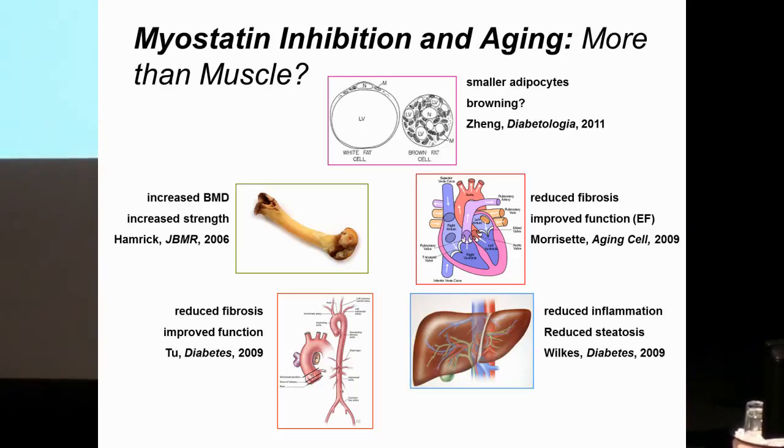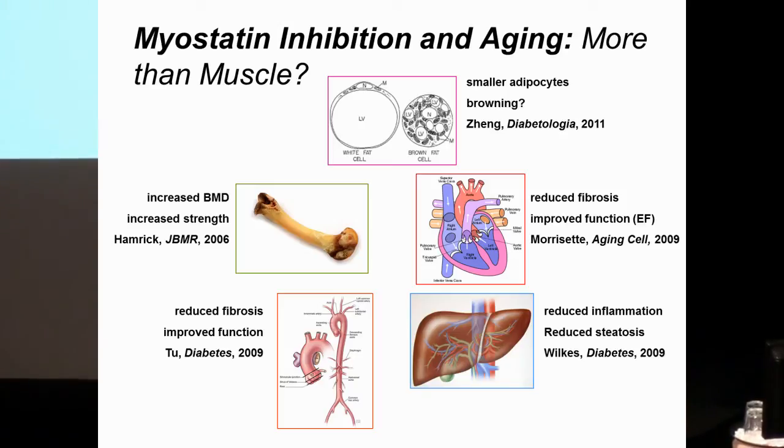In terms of the heart, this is the most common question usually asked: what's the effect of myostatin inhibition on other muscles? And in the heart, it appears in 24-month-old myostatin mutant mice that there's actually reduced fibrosis and improved ejection fraction. So that's encouraging and positive news.